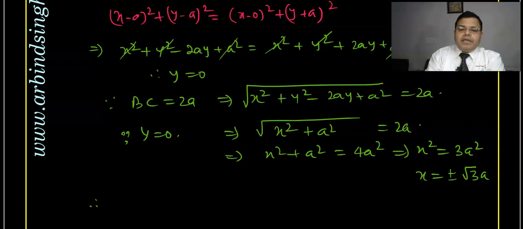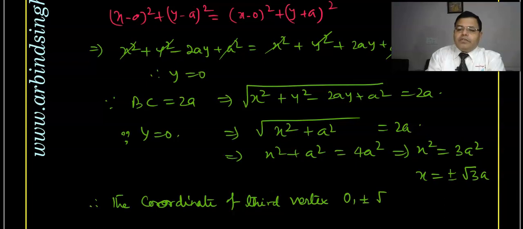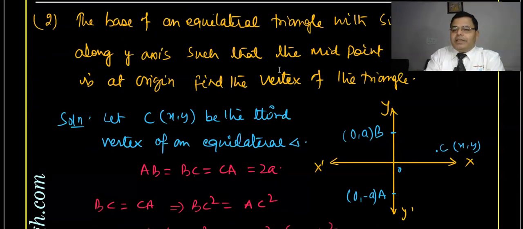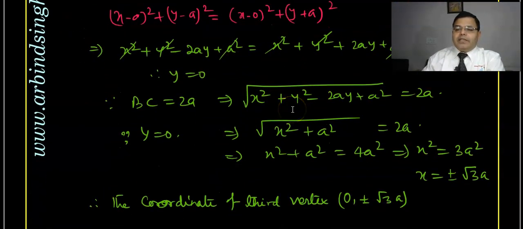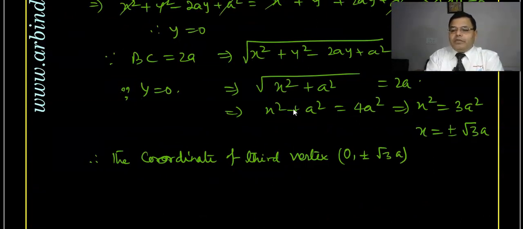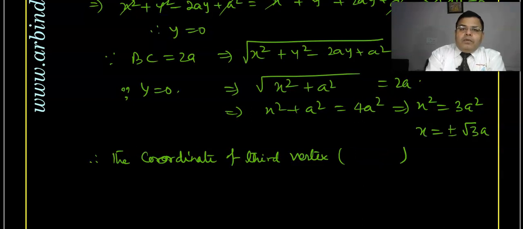Therefore, the coordinates of the third vertex are plus minus root 3a comma 0, since the y coordinate is 0 and the x coordinate is plus minus root 3a. So there will be two points: either C will be here, or it will be here. So an equilateral triangle can be made like this or like this. So you can do it like this. This is the second question.